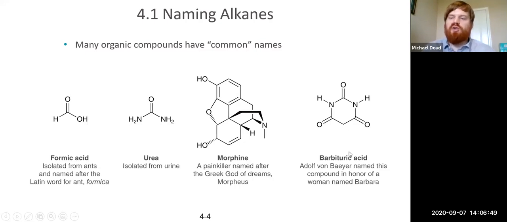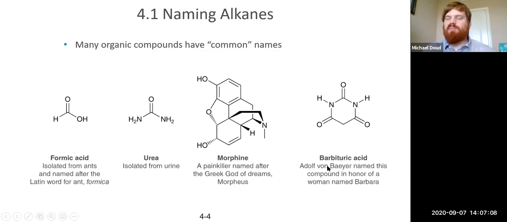And then barbituric acid. So if you've read your Hunter S. Thompson, for example, or if you've read any of the poets of the 1960s, they talk about barbiturates a lot. Those are like an old version of sedatives and painkillers and recreational drugs.